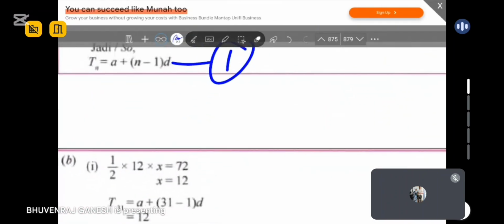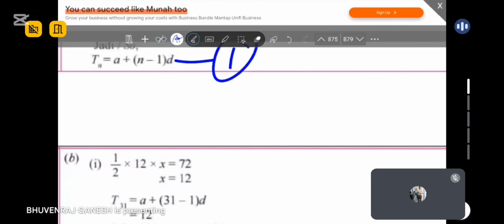Okay, so T31, I will have this one. Now we are comparing the length, guys. You must understand, we are comparing the base length, panjang tapak. So our T31 represents the base length for the 31st triangle, panjang tapak segitiga ke-31. So it will be equal to 12.